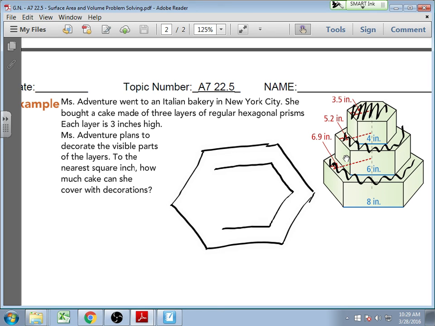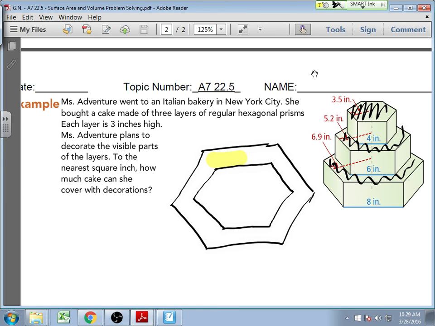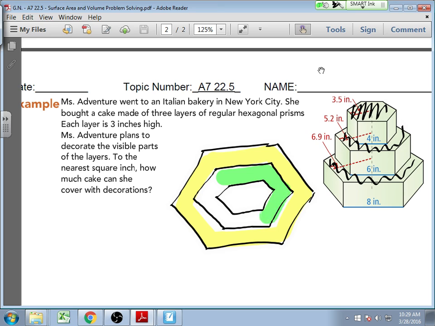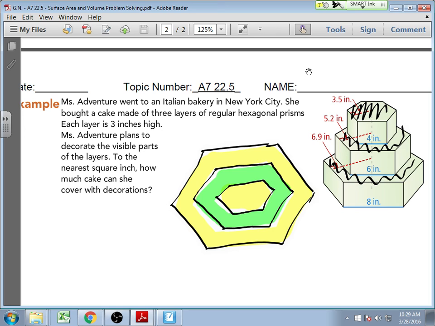Check this out. I want you guys to understand why we're doing this. The bottom hexagon. I can only decorate the edge that is showing, right? Because then there's a cake sitting on top of it, and I can't decorate the middle of it. So then I go up to the next layer, and I can only decorate here. And then my top layer, I can only decorate here. If I look straight down on the cake, it's just a giant hexagon.